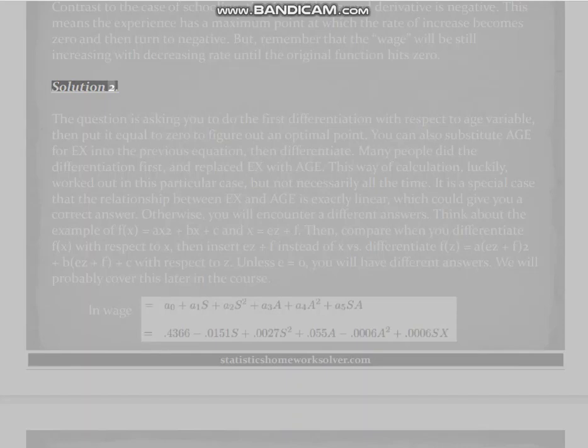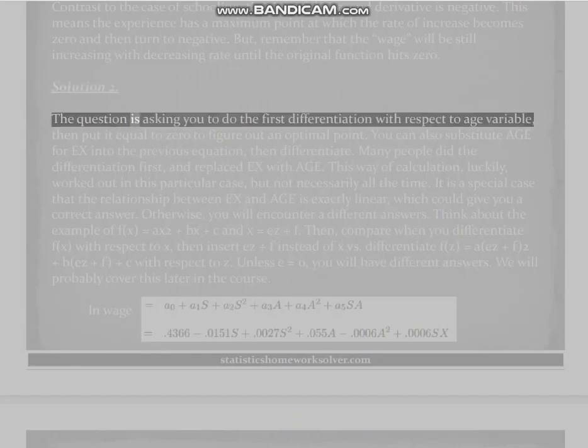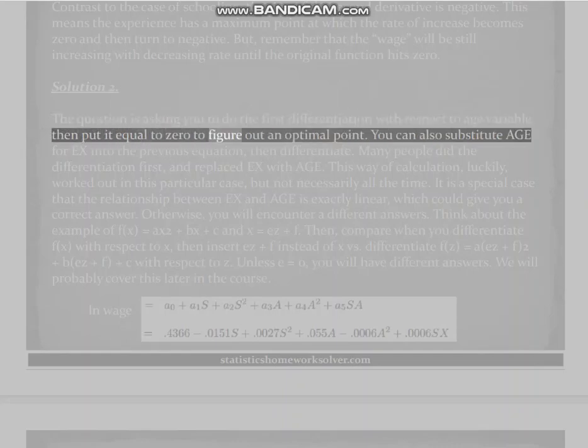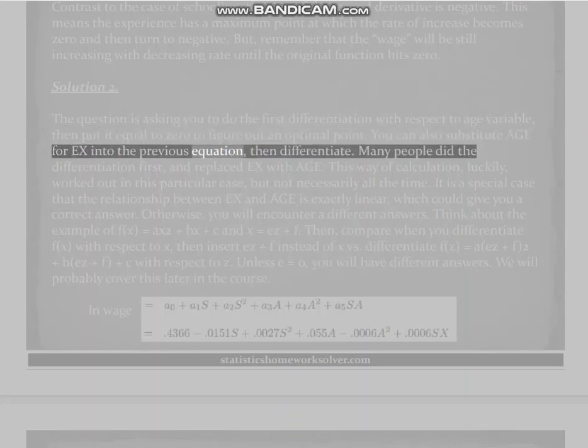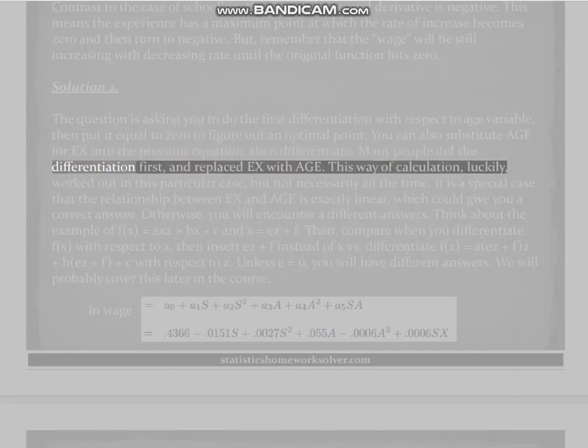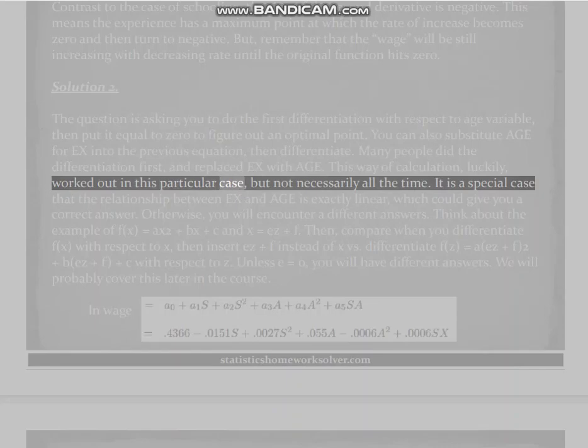Solution 2. The question is asking you to do the first differentiation with respect to the age variable, then set it equal to 0 to figure out an optimal point. You can also substitute AGE for EX into the previous equation, then differentiate. Many people did the differentiation first and replaced EX with AGE. This way of calculation, luckily, worked out in this particular case, but not necessarily all the time.